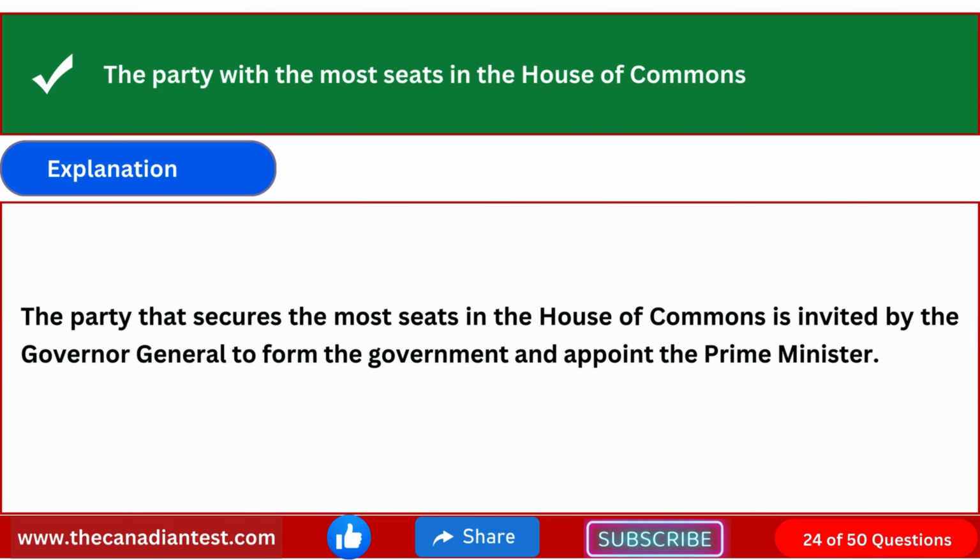The correct answer is the party with the most seats in the House of Commons. Explanation: the party that secures the most seats in the House of Commons is invited by the Governor-General to form the government and appoint the Prime Minister.